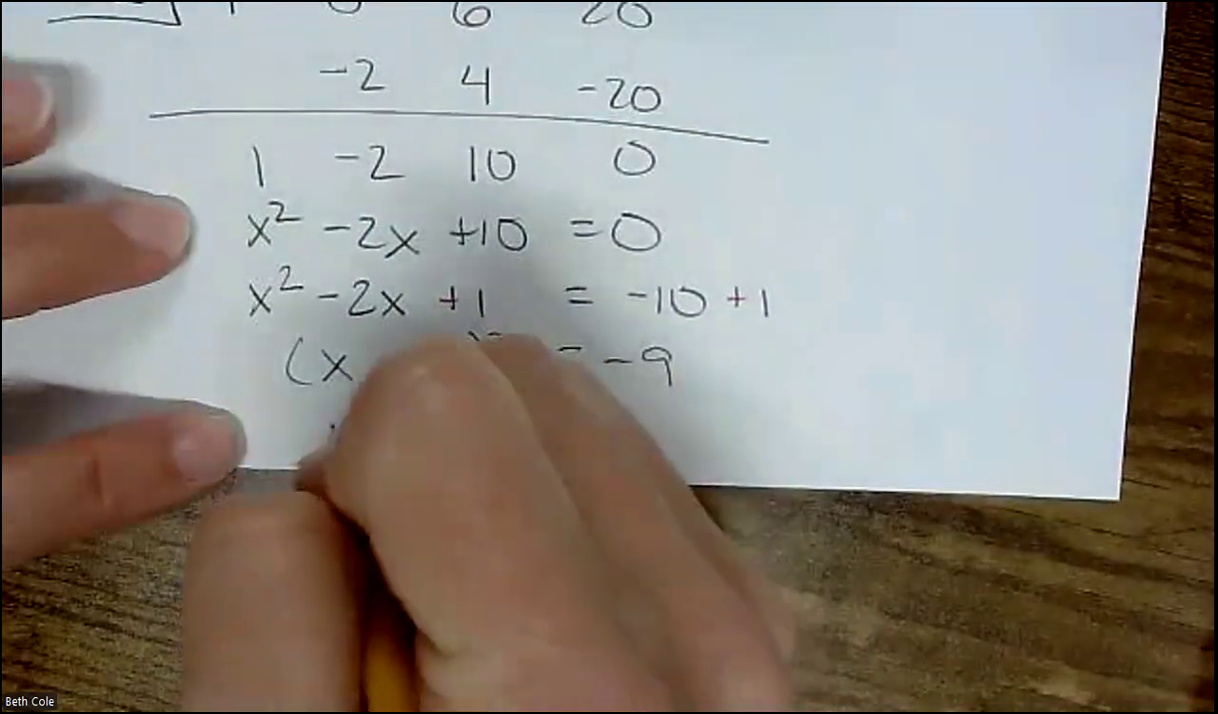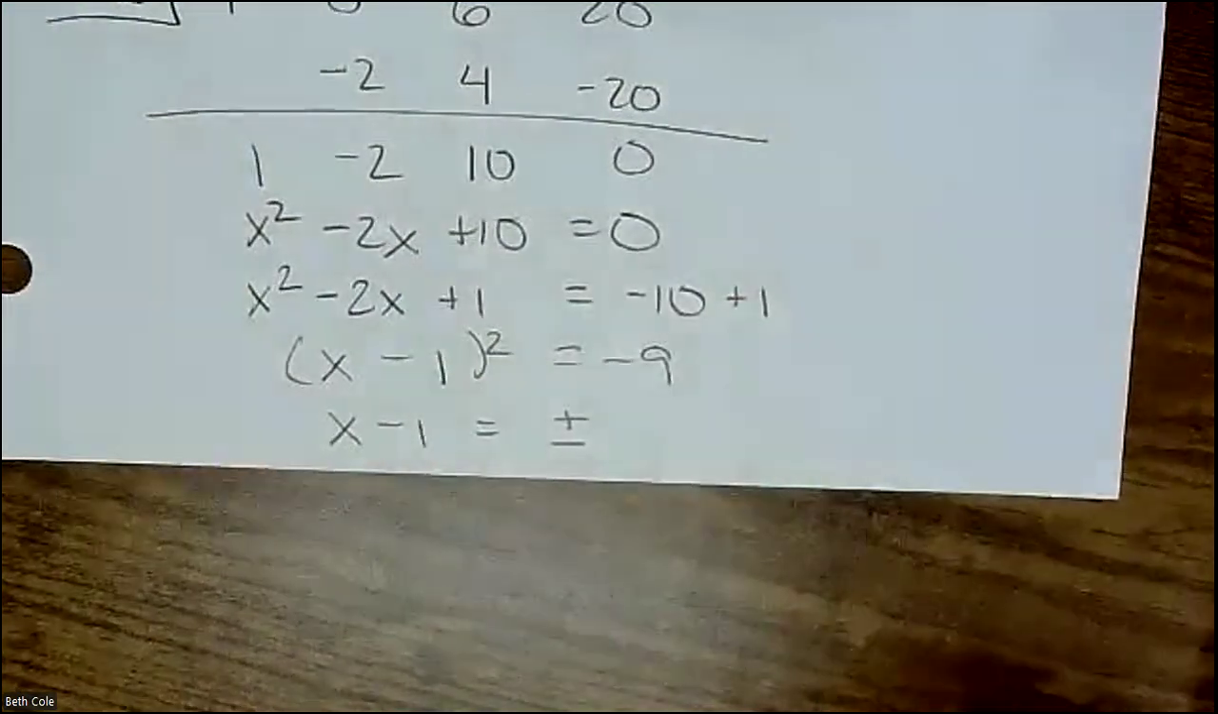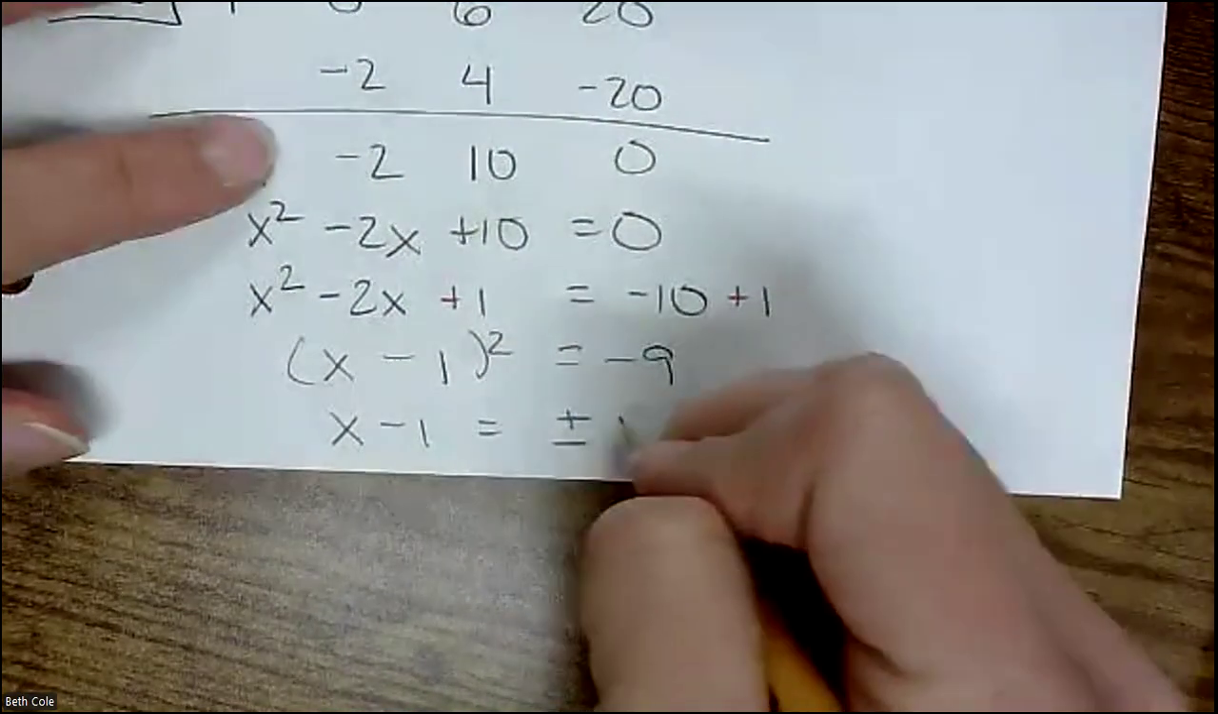All right, so you're going to square root. It'll be plus and minus what? 3i. Good.